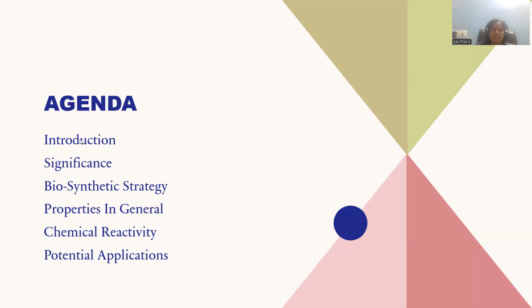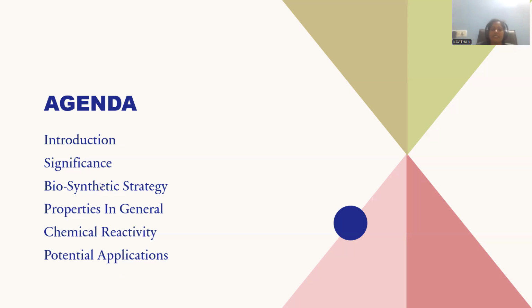Let me go through the agenda for the session. In this session, we are going to cover the intro for hemocyanin and what significance it has, why we are supposed to study this compound, and the biosynthetic strategy. What are the biological pathways available to fabricate hemocyanin within living organisms, especially crustaceans, molluscans, aquatic species, and moreover the animals which are not accompanied by bone? So backbone-absent animals accompany this kind of hemocyanin as a coloring pigment to carry out oxygen transportation. And we are going to discuss properties in general, chemical reactivity, and potential applications regarding hemocyanin. This is the agenda for the session.